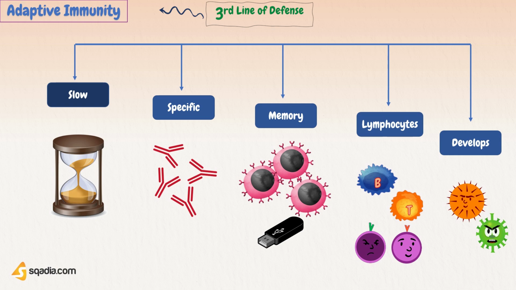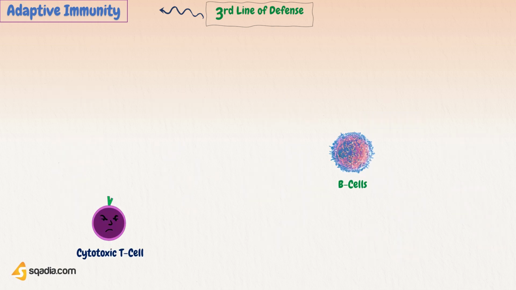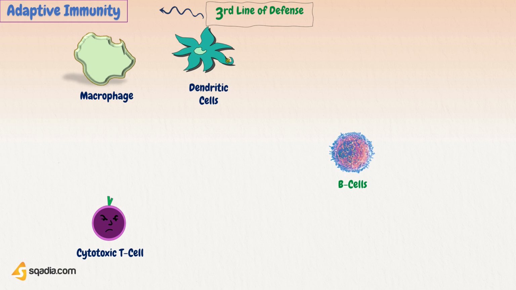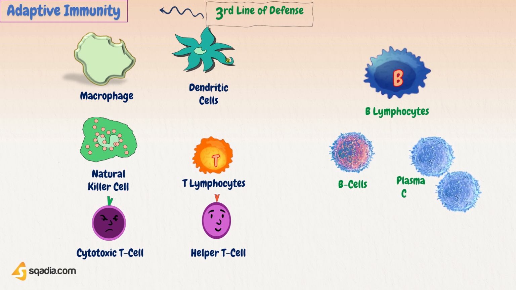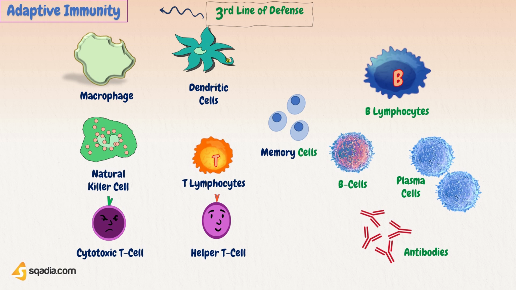As mentioned before, there are two types of adaptive responses. The cell-mediated immune response, which is carried out by T cells, and the humoral immune response, which is controlled by activated B cells and antibodies. Macrophages, dendritic cells, natural killer cells, T lymphocytes, helper T cell CD4, cytotoxic T cells, and B lymphocytes, B cells, plasma cells, antibodies, memory cells. As you can see, the components of the two types of the adaptive immune response are different from one another.